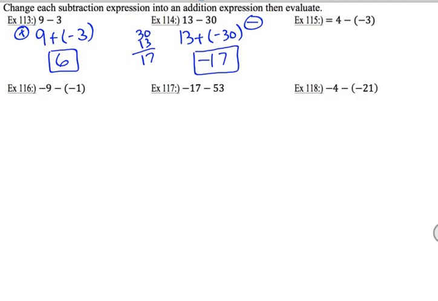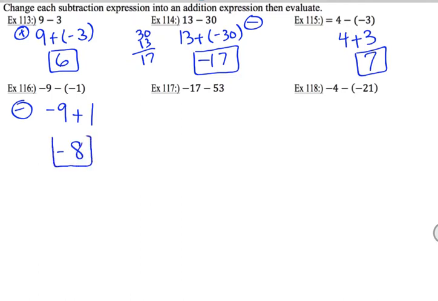Example 115, 4 minus -3. Change it to add the opposite. 4 plus, the opposite of -3 is +3, and 4 plus 3 is 7. Example 116, 9 minus -1. That's going to be -9. Minus negative becomes plus the positive. Add the opposite. This is -9 plus 1. The negatives win. 9 minus 1 is 8.